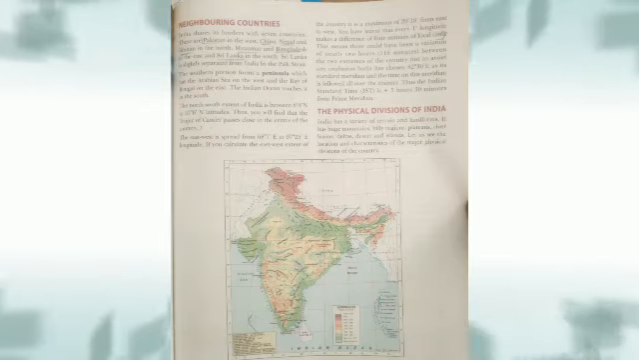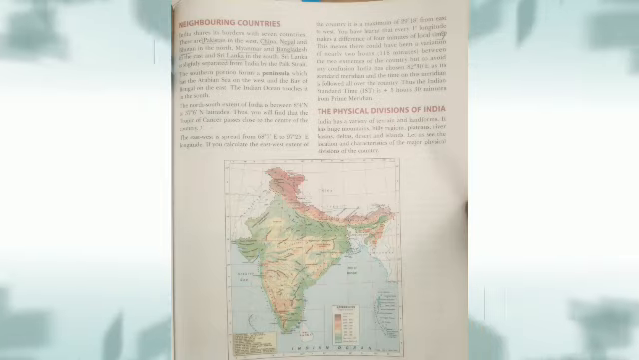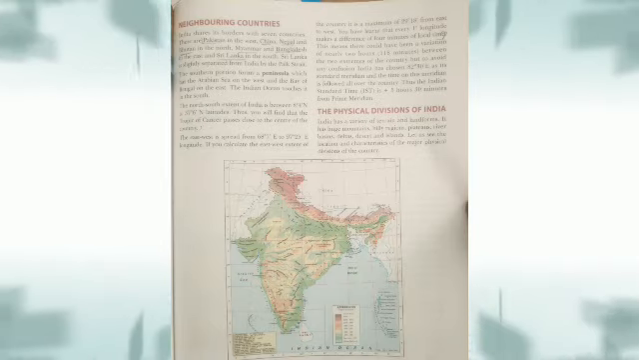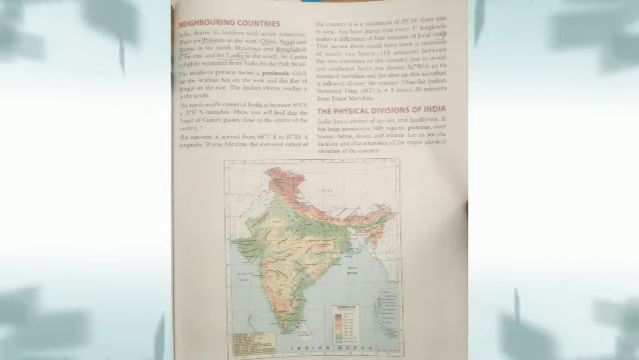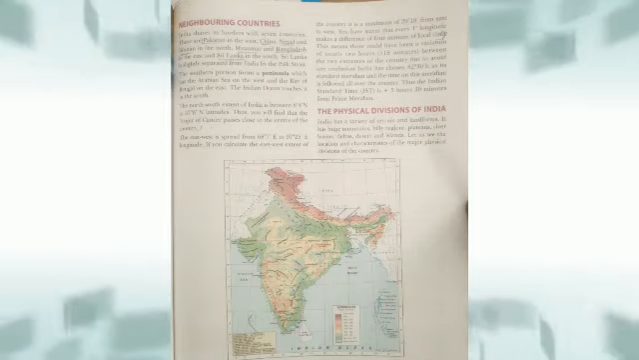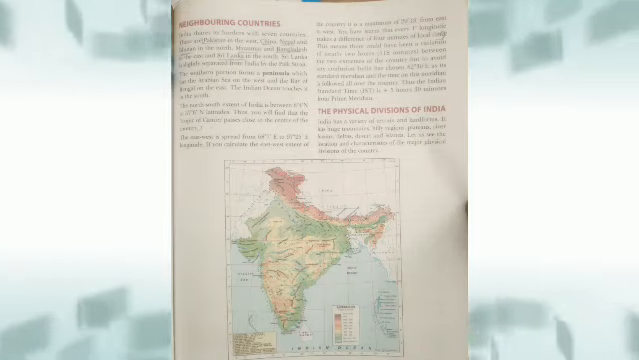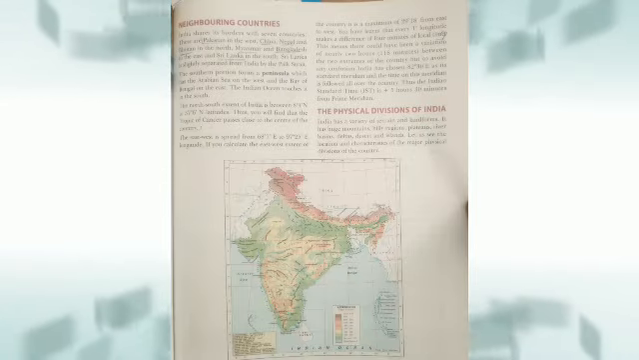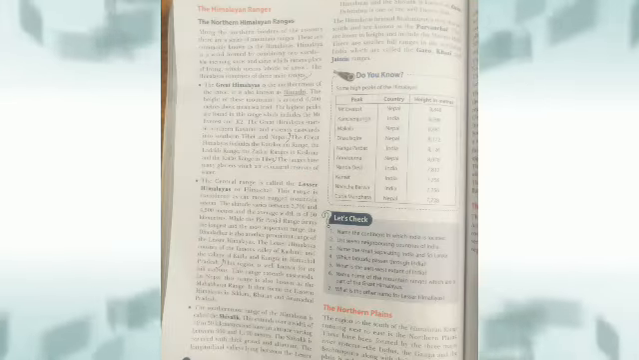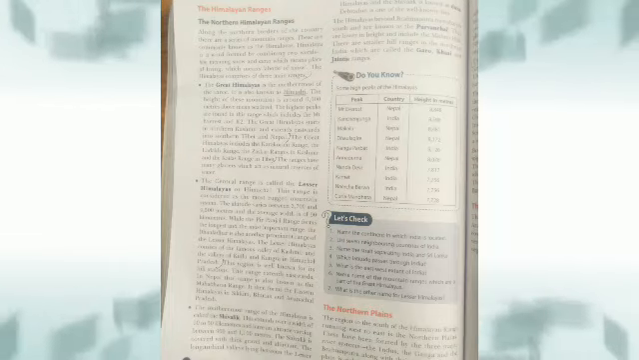Neighboring countries. India shares its boundary with 7 countries. These are Pakistan in the west, China, Nepal, and Bhutan in the north, Myanmar and Bangladesh in the east, and Sri Lanka in the south. Sri Lanka is slightly separated from India by the Palk Strait. The southern portion forms a peninsula which has the Arabian Sea on the west and the Bay of Bengal on the east. The Indian Ocean touches it in the south.